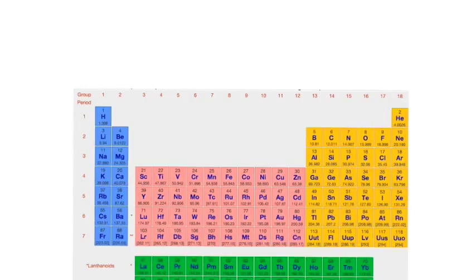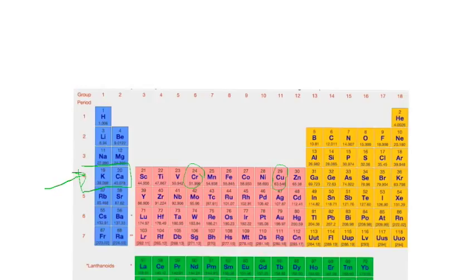Like with any good system, there's always an exception to the rule. The exceptions we need to worry about are chromium and copper. And the exception comes in the 4s shell. Where you would think that this would be full, it's actually not. So you would go about writing it, but you would only have 4s1. Everything else remains the same except this. So let's have a look at what that might look like.